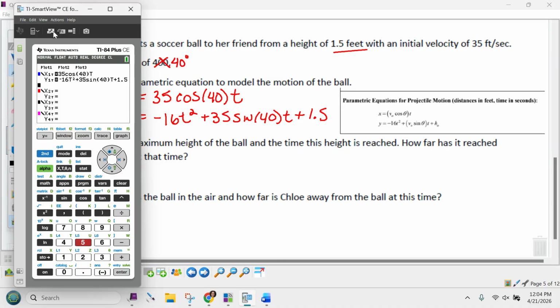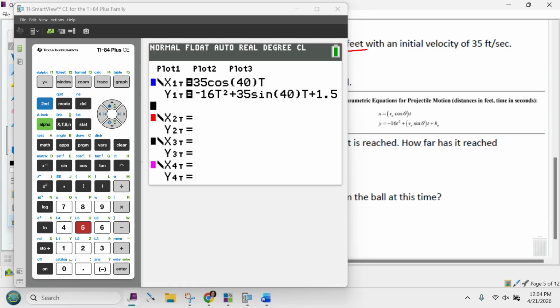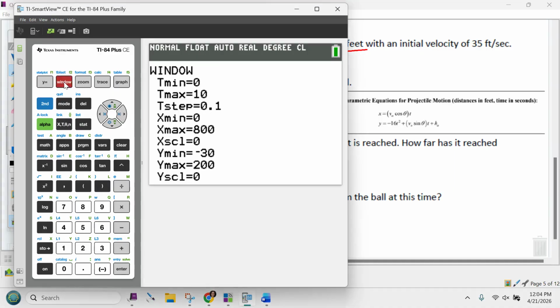Okay. The rest of this is all about setting up the calculator so that it gives us a nice picture. So we're going to go to Window, and mine are left over from classwork. But you want your T minimum to be 0, your T maximum to be 10, your T step to be 0.1. And now 800 for X max, that is way too big. Kicking a ball, I think I can go 100. Let's see, or Chloe. Y max, let's also put that 100.